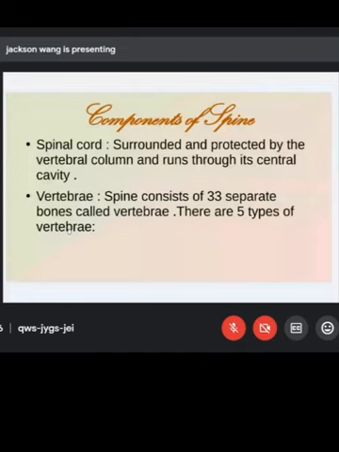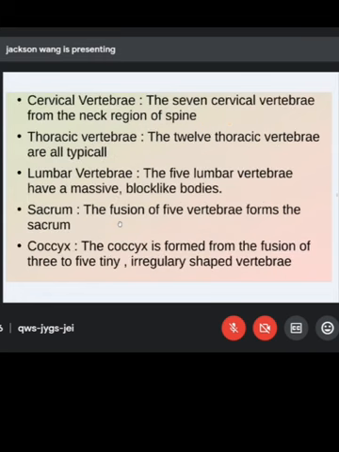Components of spine. Spinal cord, ça veut dire la moelle épinière, surrounded and protected by the vertebral column and runs through its central cavity. Vertebrae, ce sont les vertèbres. Spine consists of 33 separate bones called vertebrae. There are five types of vertebrae: cervical vertebrae, thoracic vertebrae, lumbar vertebrae, sacrum, coccyx.